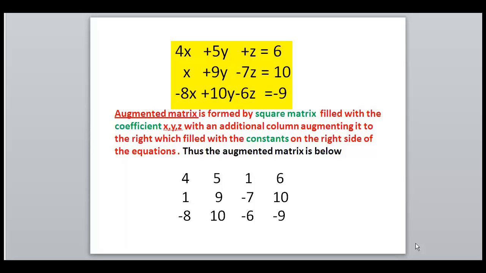As you can see, we have 4x plus 5y plus z equals 6, x plus 9y minus 7z equals 10, and negative 8x plus 10y minus 6z is equal to minus 9.